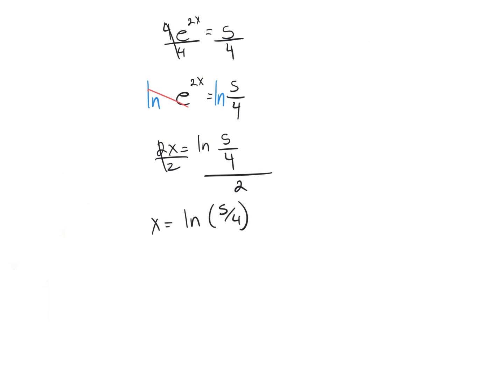This is how you would plug it in the calculator. Let me write it down as if it were the calculator. You would do ln, open parentheses, 5 divided by 4, close parentheses. You would hit enter, and whatever your answer is, you would then divide by 2, and you would get your x to be 0.112.